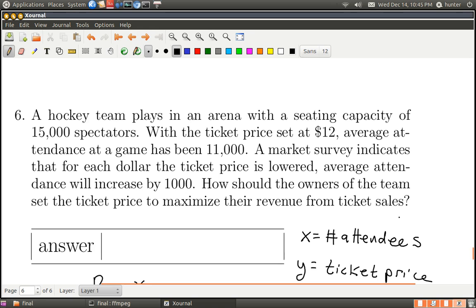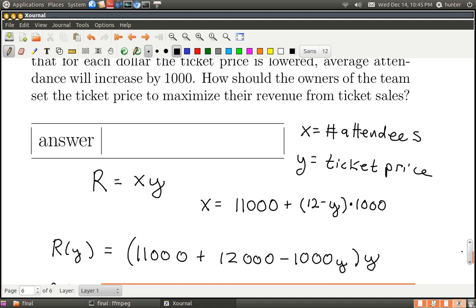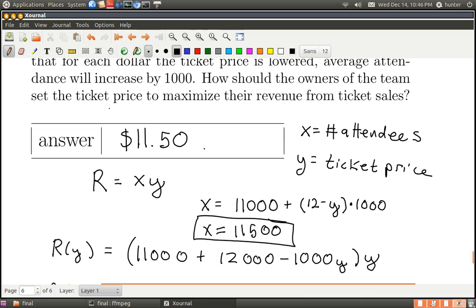And we could figure out the number of attendees if we wanted because of this relationship. So the number of attendees is going to be, 12 minus 11.5 will be 1/2. So the number of attendees that you'll get, x, is actually equal to 11,500. And what more do they want? How should the owners of the team set the ticket price? Well, we've already figured that out. So the ticket price should be 11.50. And that's all.